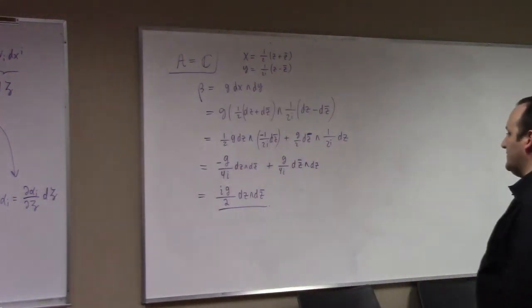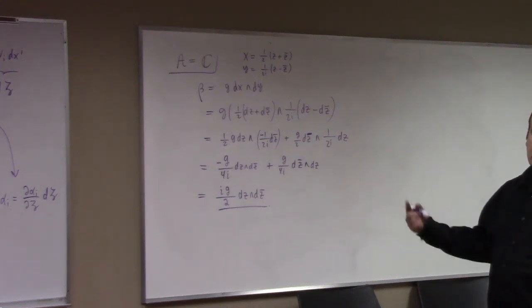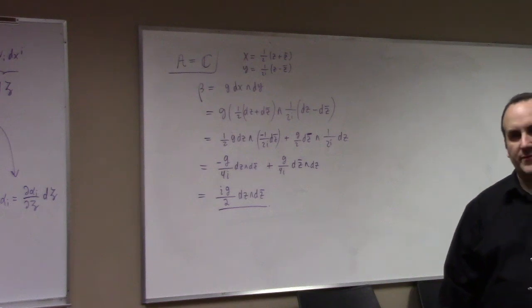I put the i upstairs though. You switched the order of the second component by exchanging the dz bar wedge dz for a negative. Yeah, dz bar wedge dz is minus dz wedge dz bar. They're one forms. Algebra valued one forms, in fact.